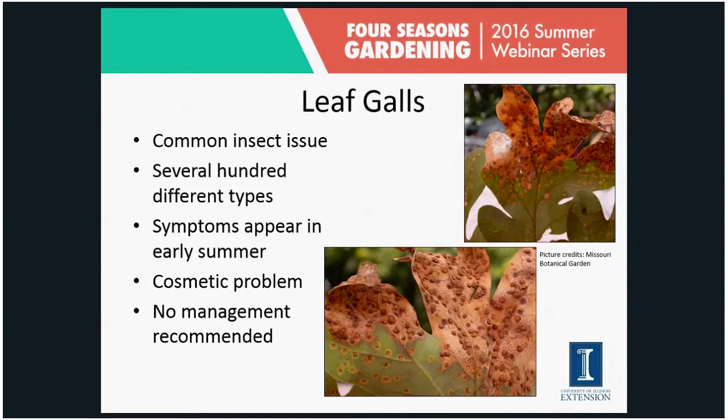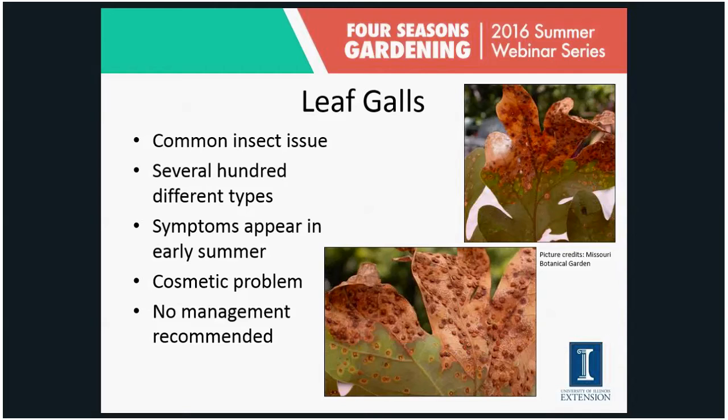So leaf galls, I think probably everyone is familiar with leaf galls. If you've ever seen an oak leaf that's fallen on the ground, you've probably seen it covered in balls or spots or little cushions or little blisters or random protrusions. Leaf galls come in all different shapes and sizes, and part of that's because there are several hundred different types of leaf galling insect. So all of these galls are caused by insects.